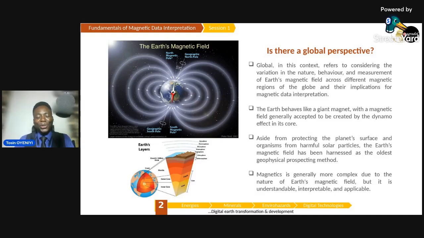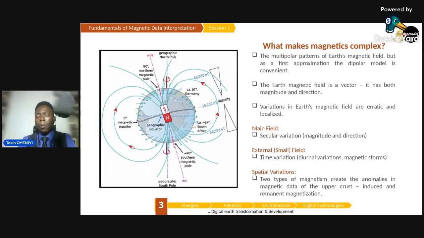However, I got to discover later that it is understandable. If you are able to understand it and you are able to think magnetic, you should be able to interpret and apply the method for anything you want to achieve through geophysics. So take note that magnetics is generally more complex due to the nature of Earth's magnetic field, and you will soon see the complexity.